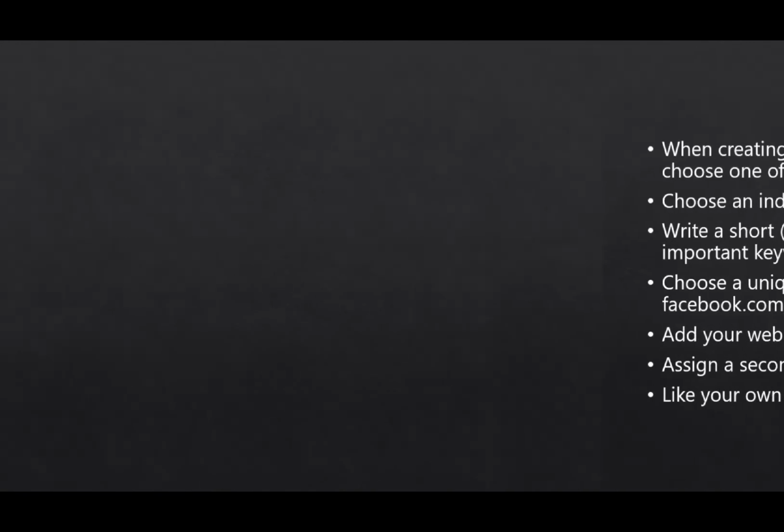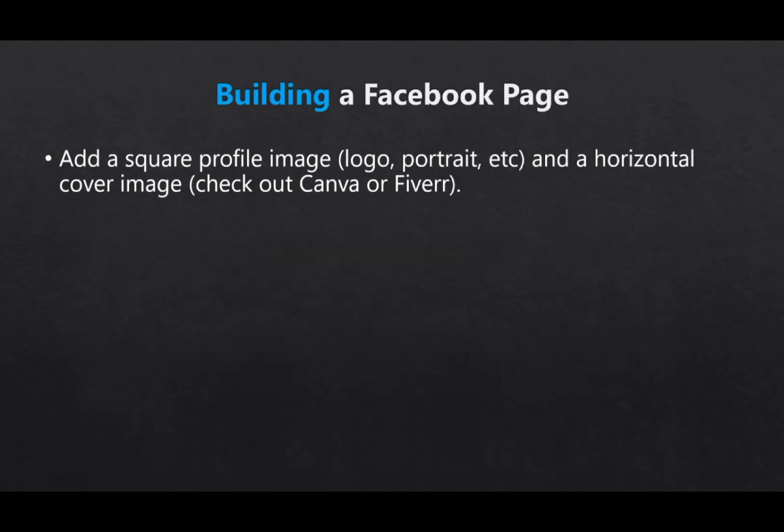First, you'll want to add a square profile image. This can be an image of you or your logo, or whatever you want people to see associated with your brand. In addition to being visible on your page, this will also be the avatar image that accompanies your comments and activity on Facebook when you're posting or commenting as your business. Once that's done, you'll want to add a horizontal cover image. If you don't have a horizontal image to use for your cover, you can either create one yourself via a tool like Canva, or you can pay someone on Fiverr to make it for you.